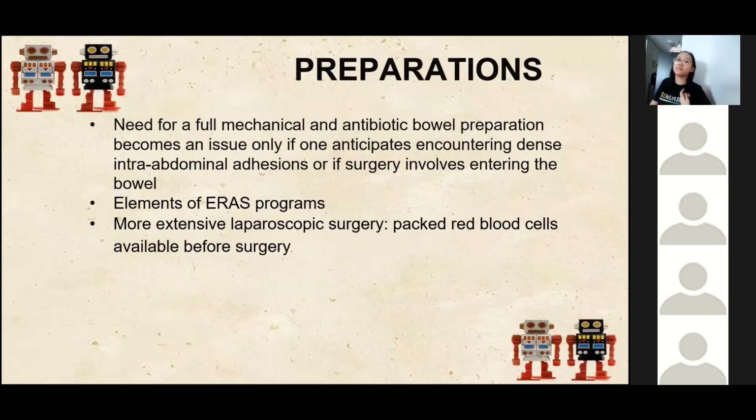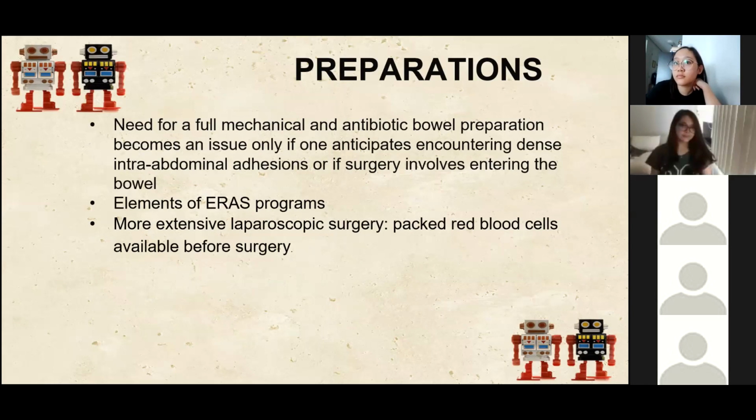So for your iliac or aortic aneurysm, if the aneurysm doesn't require immediate correction, insertion of the Veress needle should be on the left upper quadrant to stay away from the area of the aneurysm. Open access with Hasson technique can be used, and insertion of accessory trocar must be done under endoscopic control to avoid the area of the aneurysm. So for your preparations, the need for a full mechanical and antibiotic bowel preparation becomes an issue only if one anticipates encountering dense intra-abdominal adhesions or if surgery involves entering the bowel.